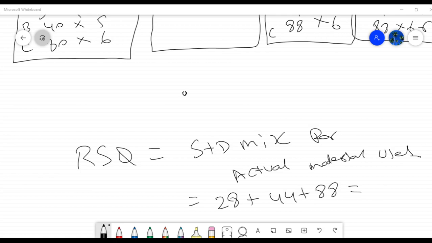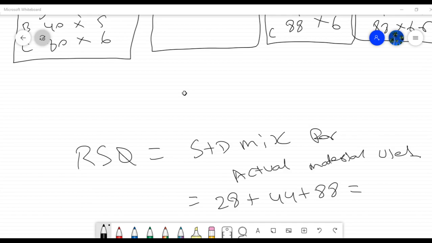This should be reallocated in the ratio of standard mix. What is the standard mix ratio? I think 3:4:8. Yes. Why 3:4:8? 30:40:80 becomes 3:4:8. This is my standard material used for producing 100 kgs of output.